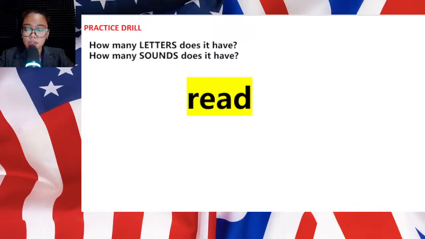Okay. What is your answer for read? How many letters are there? This is the easy part. How many letters are there in read? We count it together. One, two, three, four. So there are four letters in the word read. One for R, two for E, three for A, four for D. So again, the word read has four letters, R-E-A-D. That's straightforward.